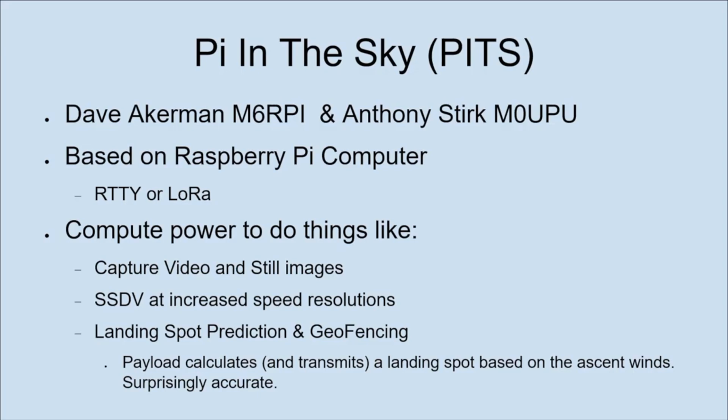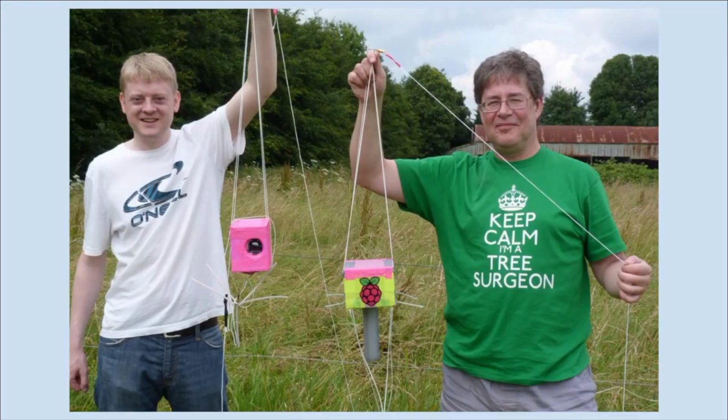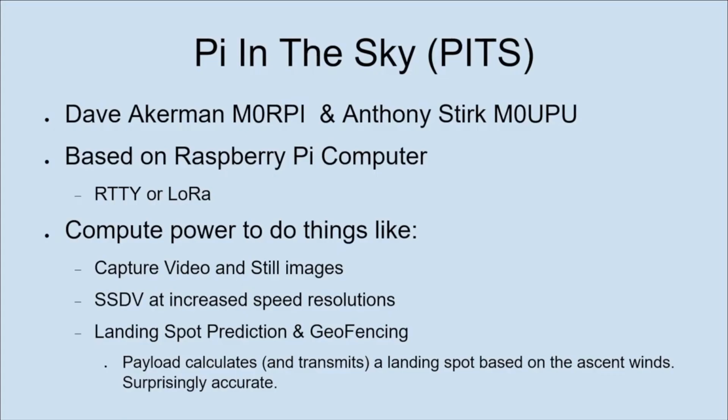Pie in the Sky is a development by a couple of British amateurs, Dave and Anthony. Here's a quick picture of them. Dave is on the right and Anthony on the left. Dave is responsible for the software, and Anthony looks after the design of the hardware. Basically, these are some add-ons to the Raspberry Pi computer that allow you to do tracking and slow scan TV and a number of other things.